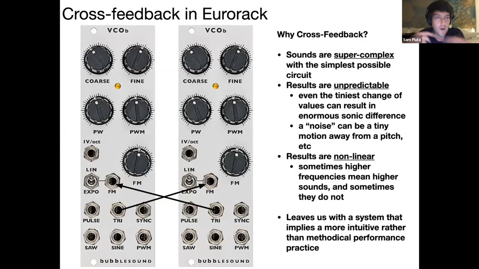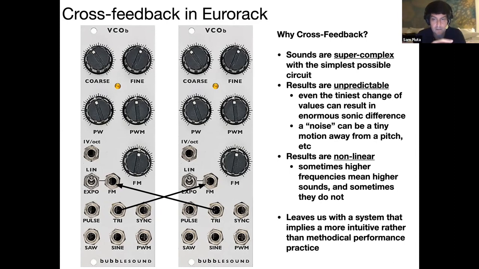So why cross feedback? First of all, the sounds are super complex with the simplest possible circuit, just like two wires crossing. The results are super unpredictable, so even the tiniest change of values can result in enormous sonic difference. And noise can be like a tiny motion in one of the oscillators away from total pitch, and those things are right next to each other.